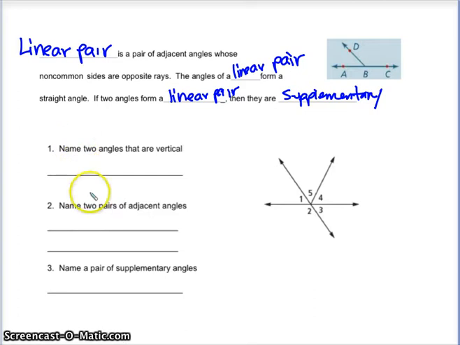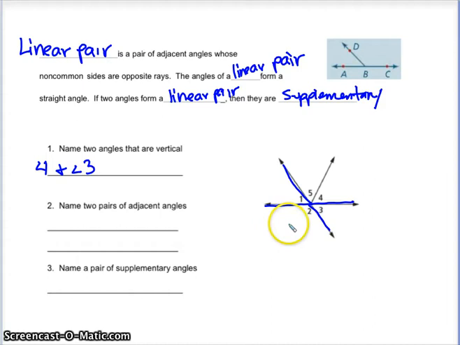These questions ask you to name two pairs of angles. I'm going to name one, and you are going to name the other. So if I have to name two angles that are vertical, the first that I see would be angle 1 and angle 3. So I'm going to go ahead and put those down there. Angle 1 and angle 3.